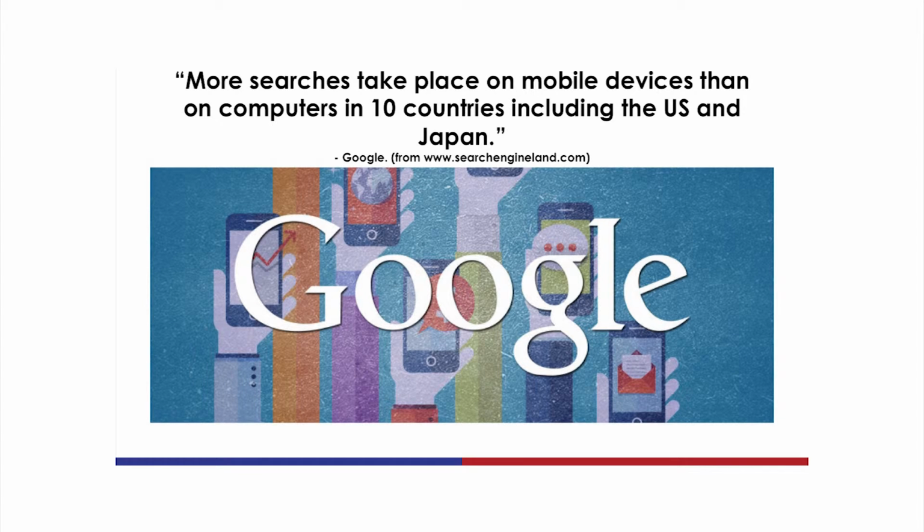Also, consider this. This is actually a quote from Google where they said that more searches take place on mobile devices than on computers in 10 countries, including the U.S. and Japan. And that came out this year. And that's the first time they actually stepped down and said, yes, mobile has now taken over as the go-to device to surf the internet.